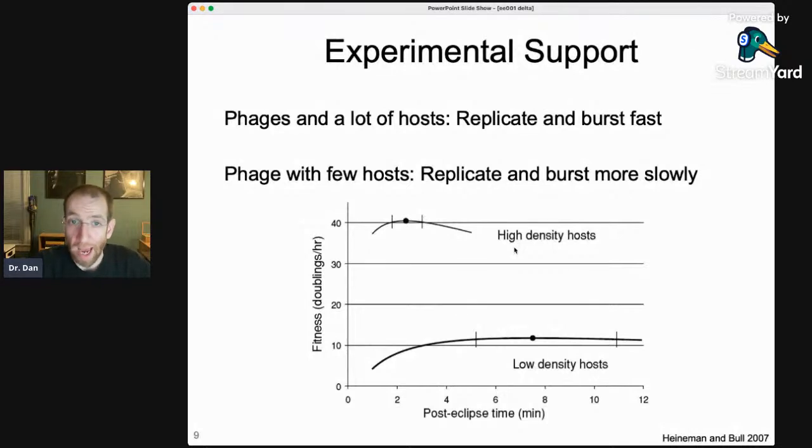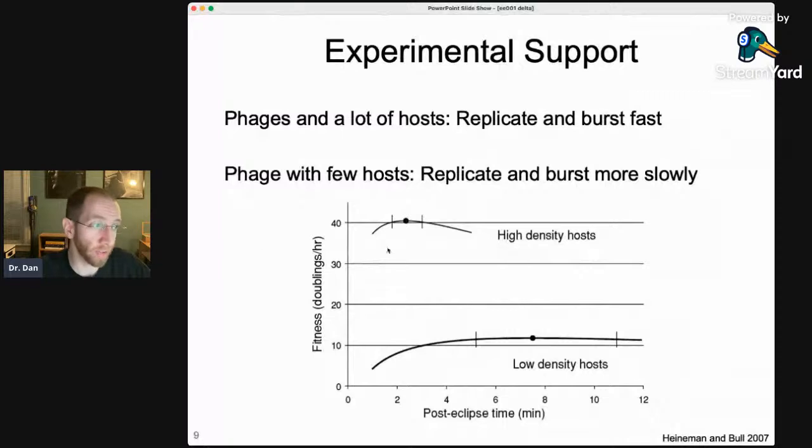This actually has experimental support behind it, this kind of paradigm of inter versus intra-host competition. So in this experiment, don't worry about the figure yet. I'll walk you through the figure in just a second. But in this experiment, what they did is they took a bacteriophage called T7, and they allowed it to infect a host population at very high density and a host population at very low density. And they recorded the parameters, like the growth rate of this virus at these different densities of host.